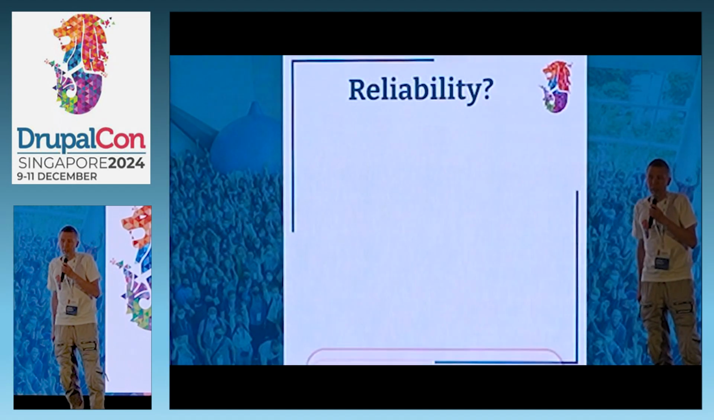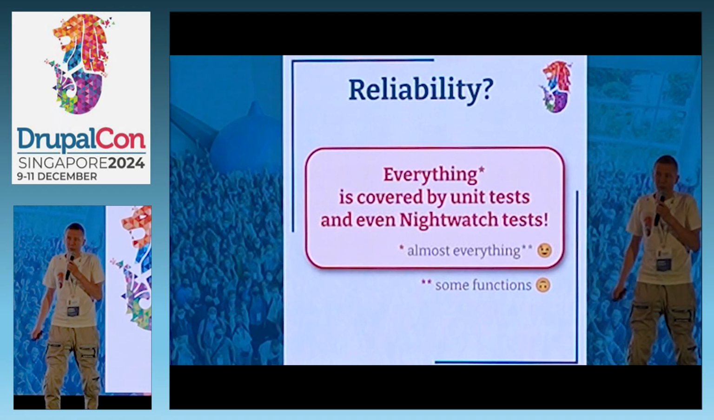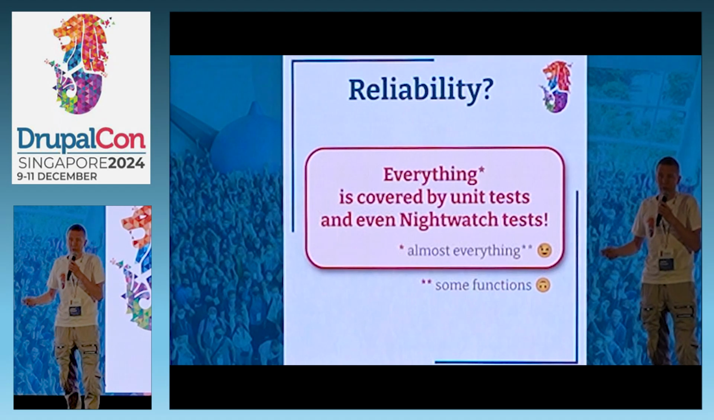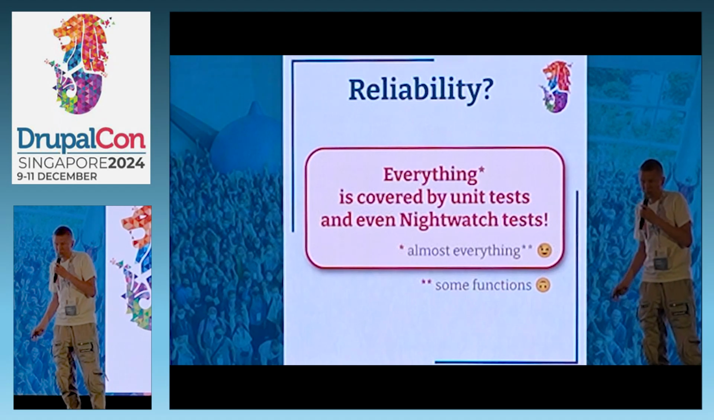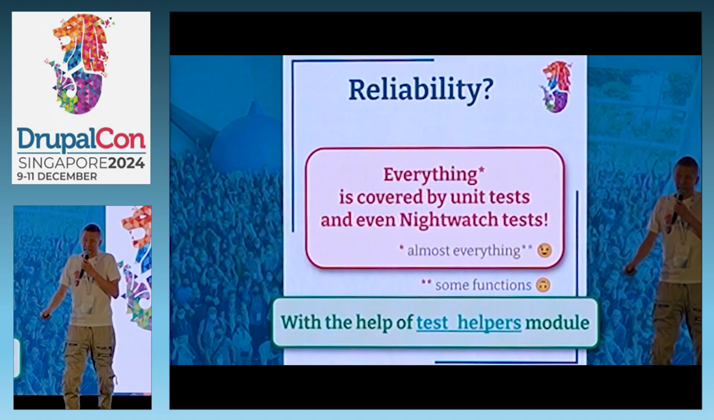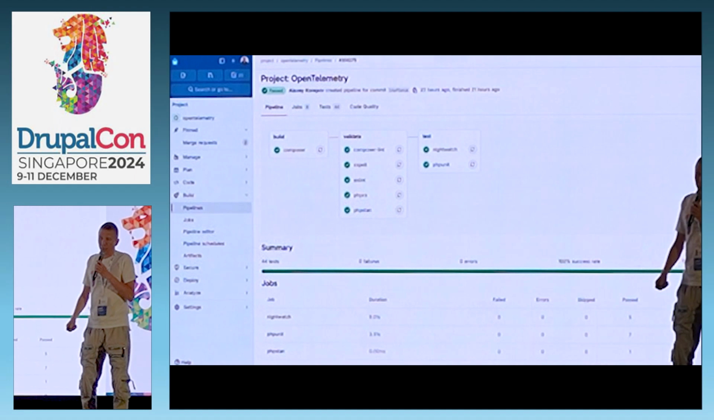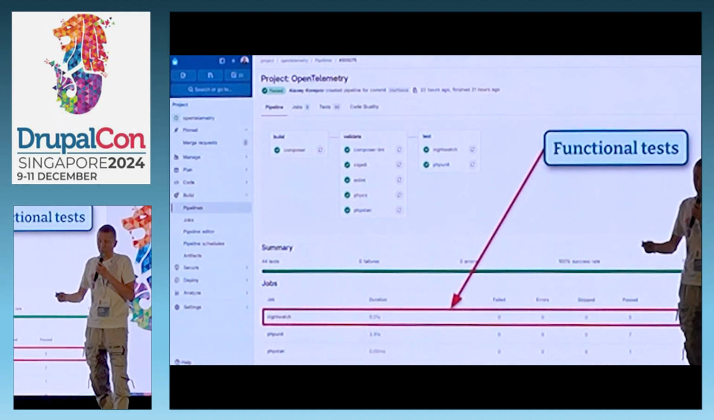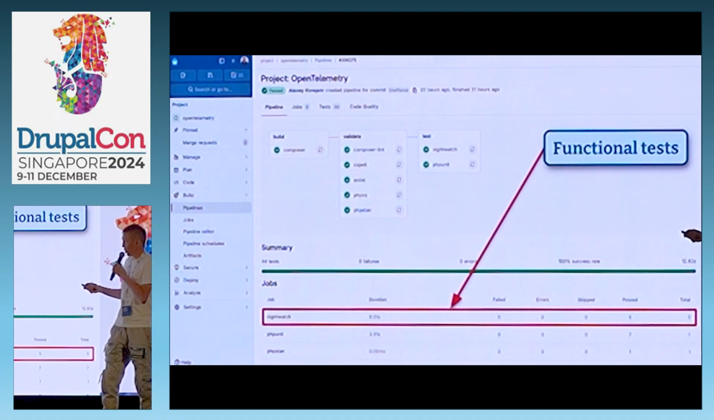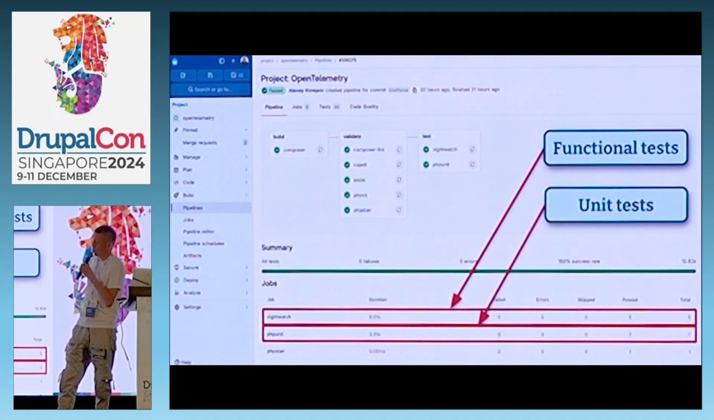And about reliability, everything is covered by unit tests and even Nightwatch tests. So if you submit some feature request or patch, it automatically checks that everything works and nothing is broken. Not all, but almost all is checked. And this is done with the help of my other module, test helpers. And you can see on the Drupal website that for each merge request, it will run the Nightwatch functional test and unit test using PHPUnit.